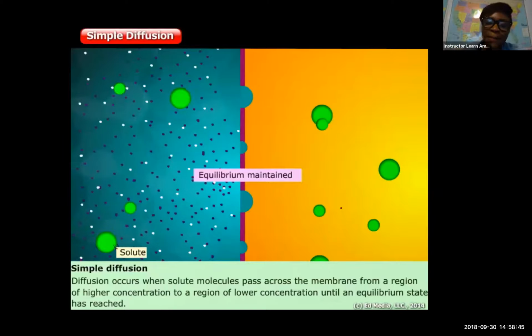So let's make it more simplistic. If there were 10 molecules here, the molecules would move until you end up with 5 and 5. So molecules will move in and out of the cell membrane until it's even on both sides. And so once it's even, we say that equilibrium has been met and it's being maintained. Because if 8 went to one side, then diffusion would start to happen in the opposite direction. So it will continue to go back and forth. So that's why molecules will move until they reach equilibrium.